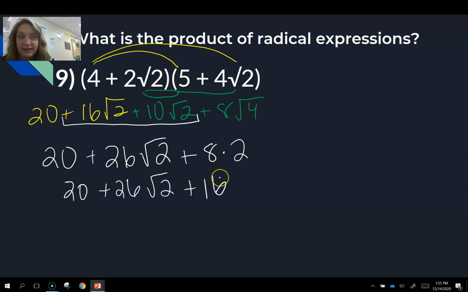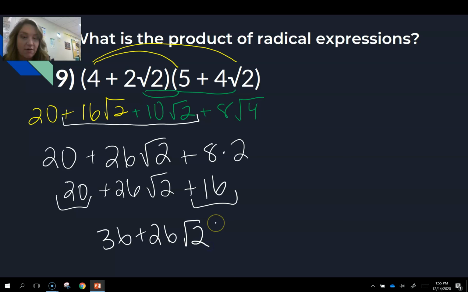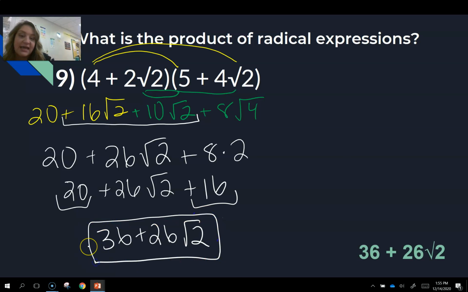Which is 16. Now from here, I see that I have like terms again. I have 20 and I have 16. I'm going to add those together to give me 36 plus 26 square root of 2. And that's as far as I can go with that one. There's no more simplifying. I can't add together 36 and 26 because 26 has the square root 2 and 36 does not. So we're still FOILing, still simplifying my radicals along the way, multiplying outside numbers together and inside numbers together.